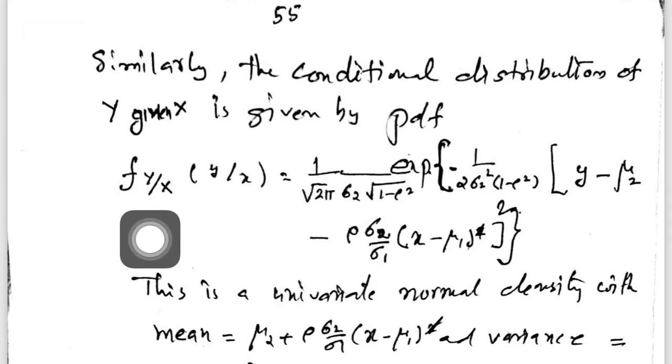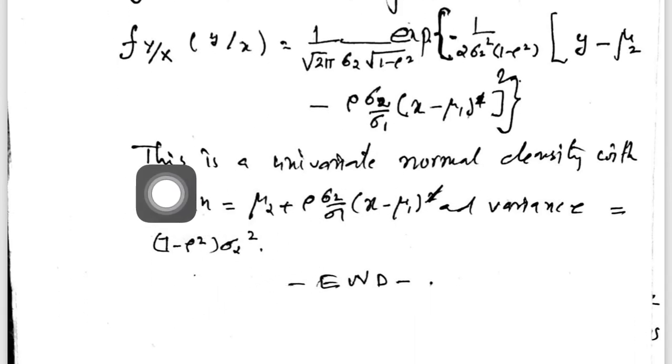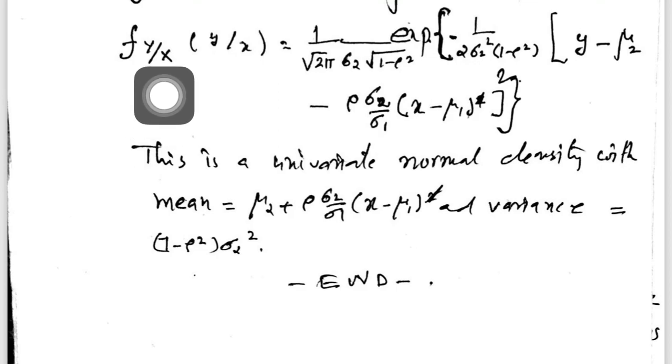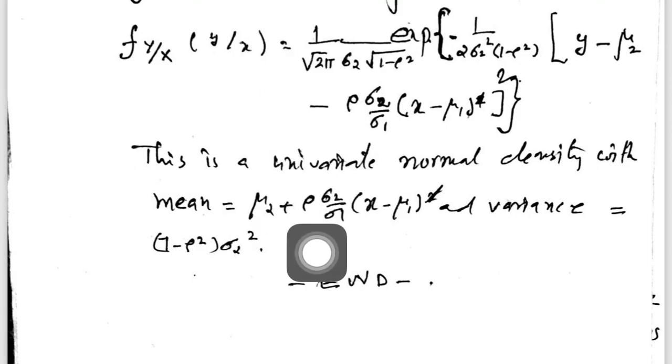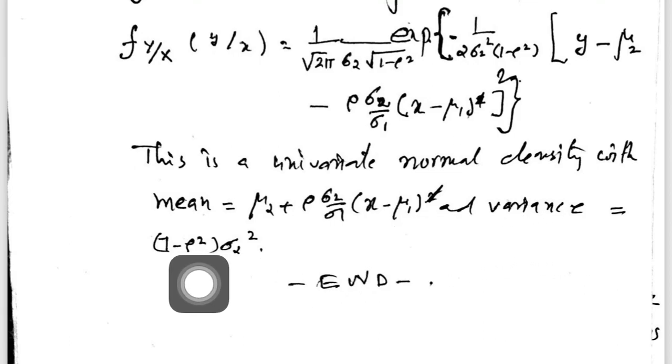And the same technique you can apply for finding the conditional density of y given x. The only thing is that you have to interchange x and y, so that the final result will be very obvious, and you will see that the conditional distribution of y given x is also normal, with the mean mu 2 plus rho into sigma 2 by sigma 1 into (x minus mu 1), and variance equal to 1 minus rho square into sigma 2 square.